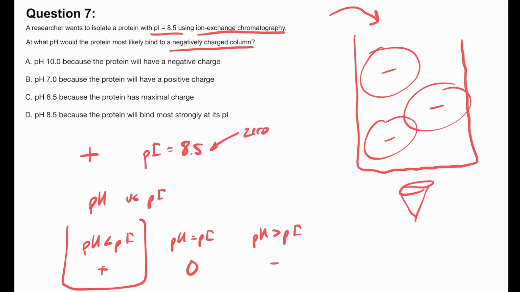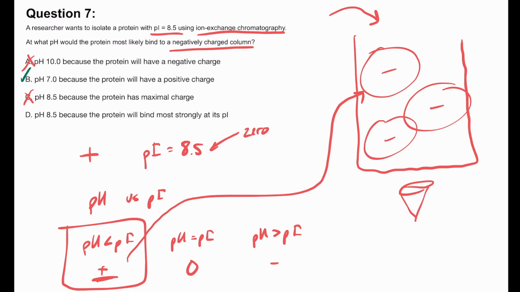And so we're looking for this case. We want our sample to be positive so that it can bind to a negatively charged bead in an ion exchange chromatography experiment. And so let's look for an answer choice in which the pH is less than the pI. So A, a pH of 10. Well, that's wrong. Don't even have to read the rest of the answer. B, pH of 7. Okay, that's correct. C, pH of 8.5, well, that's not less than pI, that's equal to pI. And then D, pH 8.5, same thing, that's equal to the pI, so it's going to be neutral.